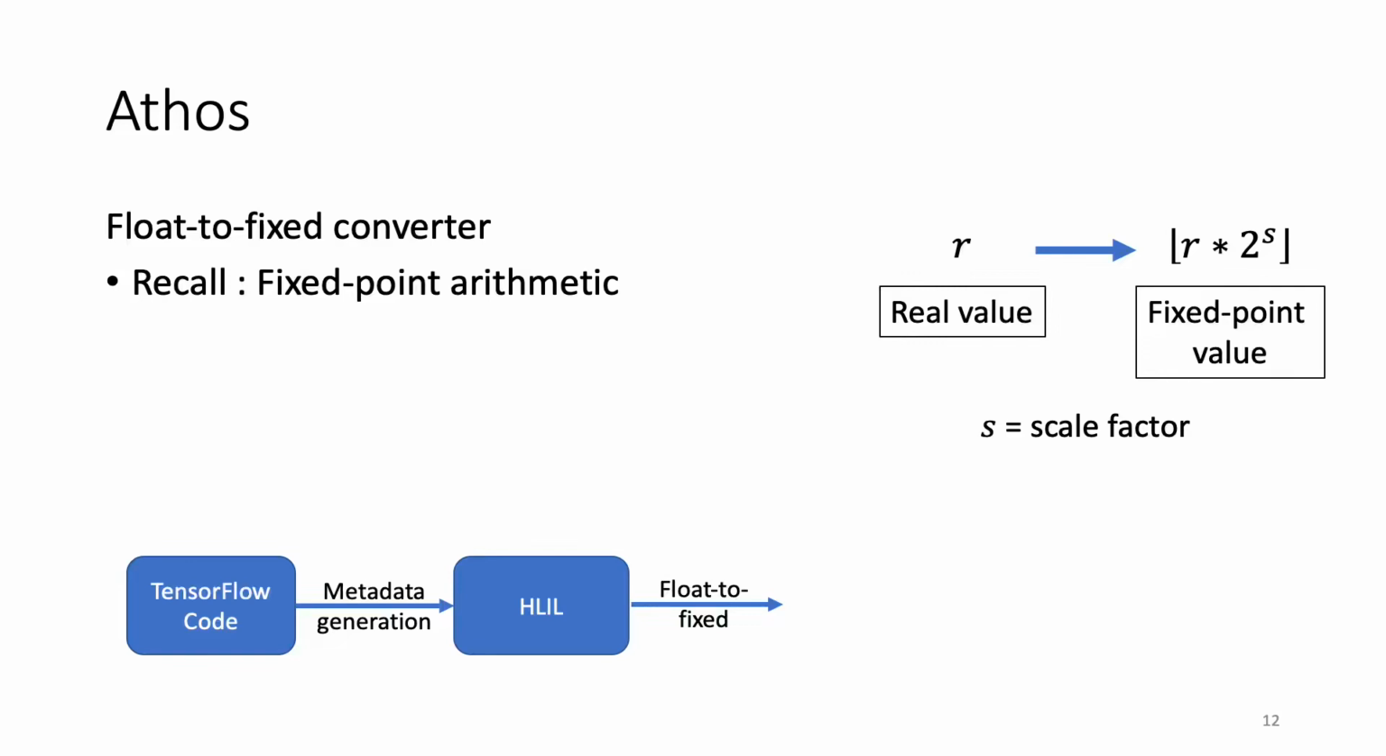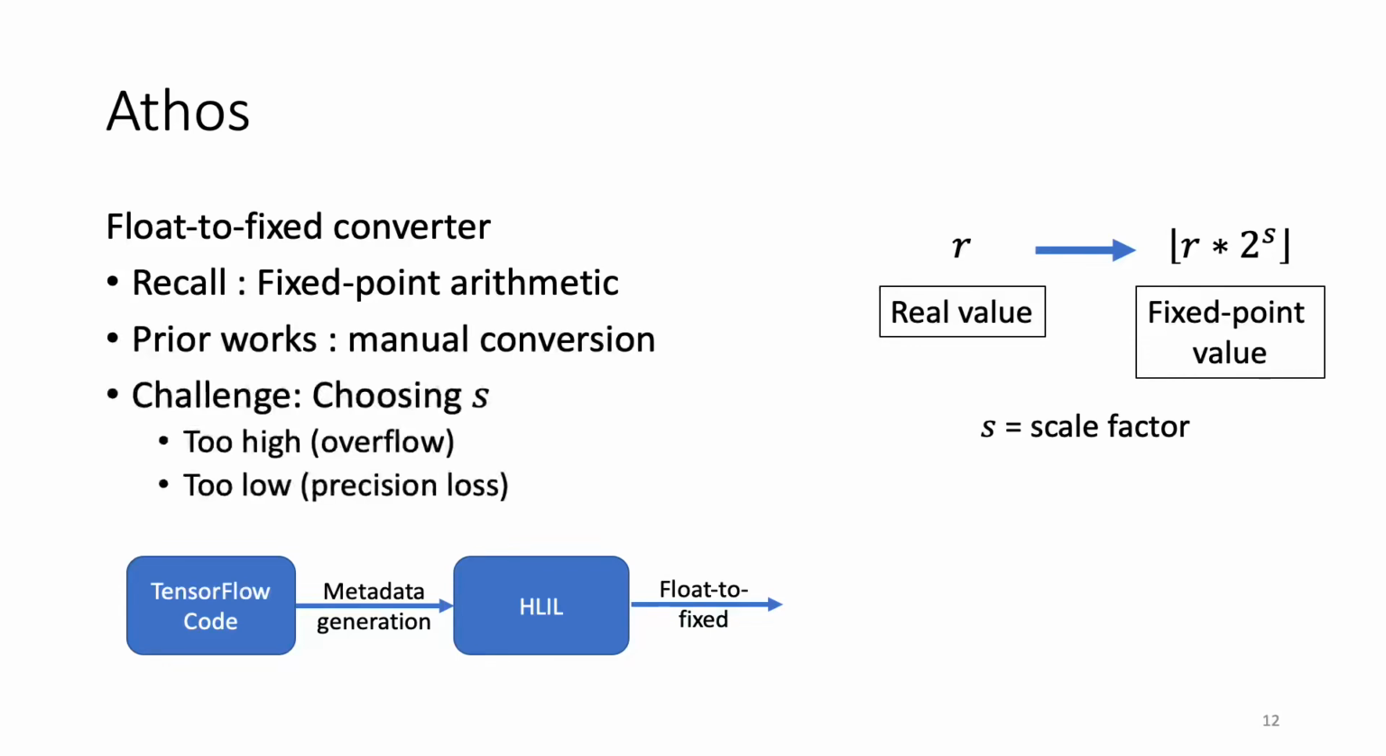Prior works in the area of secure machine learning have resorted to a manual process of converting from the floating point to the fixed point representation. Ethos performs this work automatically. The challenge in doing this is to choose the right value of the scale factor. Too high a value and this can lead to an overflow and the loss of the most significant bits leading to a drop in accuracy. Too low a value and that means the number of bits chosen after the decimal point are limited and this will again lead to a loss in accuracy.